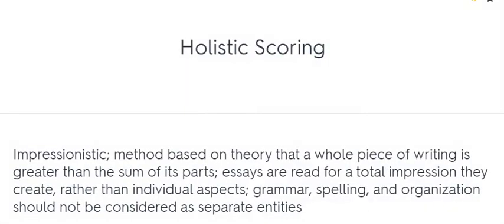Holistic scoring. Impressionistic method based on theory that a whole piece of writing is greater than the sum of its parts. Essays are read for the total impression they create rather than individual aspects. Grammar, spelling, and organization should not be considered as separate entities.